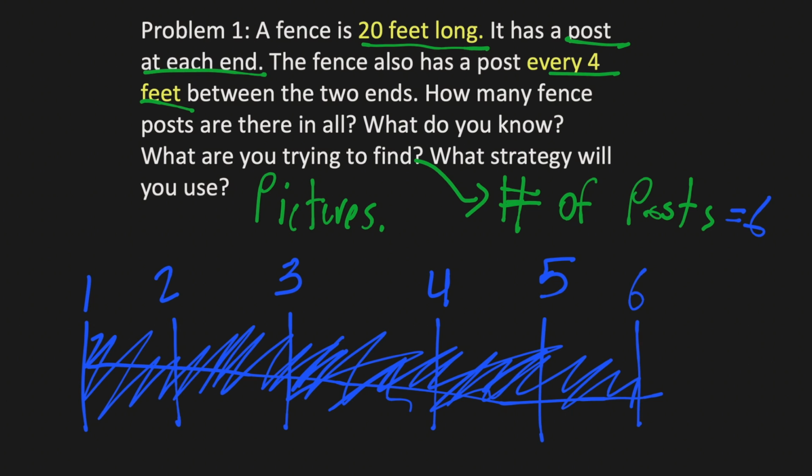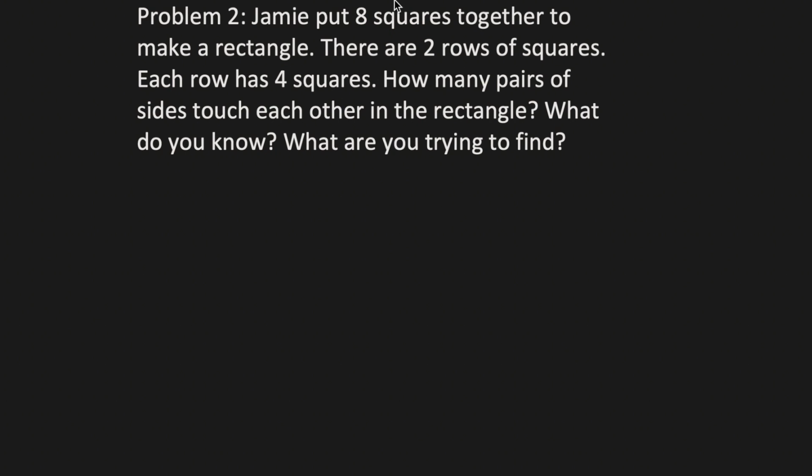Problem 2. Jamie put 8 squares together to make a rectangle. There are 2 rows of squares. Each row has 4 squares. How many pairs of sides touch each other in the rectangle? What do you know? What are you trying to find? So Jamie put 8 squares together to make a rectangle. There are 2 rows of squares. Okay, so there are 2 rows.